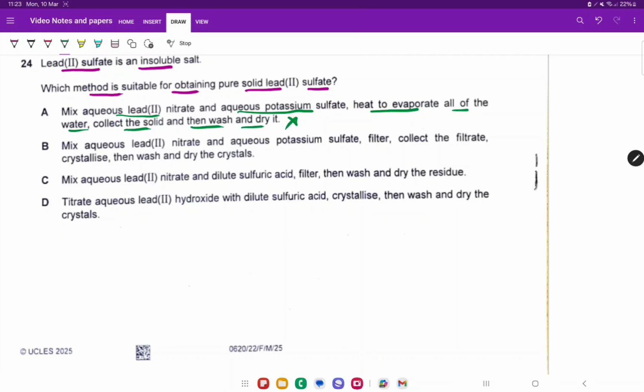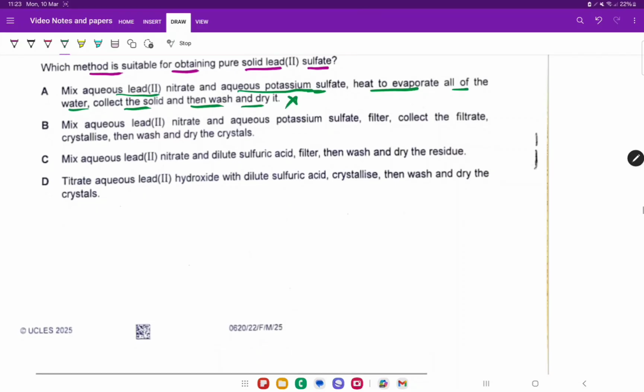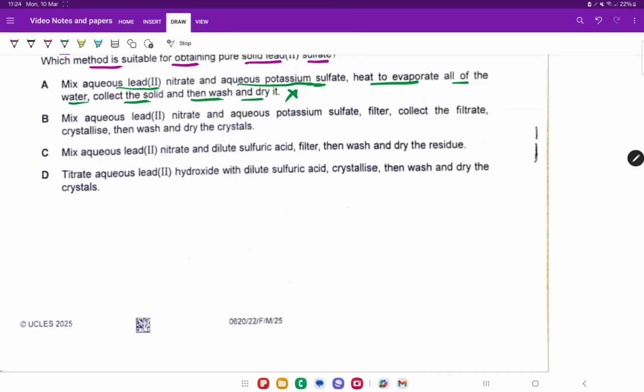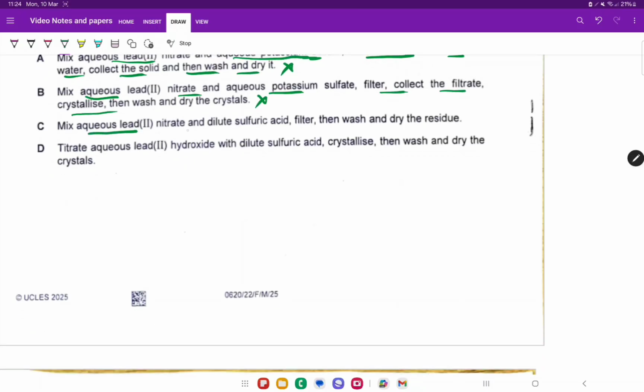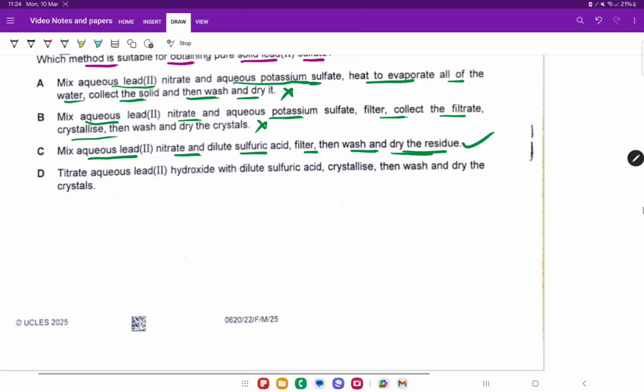No. If you are heating and evaporating water, the reaction will not take place, and second, it will also contain the salts. After evaporation of water there will be salts, so it will not have pure lead sulfate. Mix aqueous lead nitrate and aqueous potassium sulfate, filter, collect the filtrate. No, again wrong. Mix aqueous lead nitrate and dilute sulfuric acid, filter, then wash and dry the residue. Yes, because the residue will be lead sulfate and lead sulfate is insoluble, therefore C is the answer.